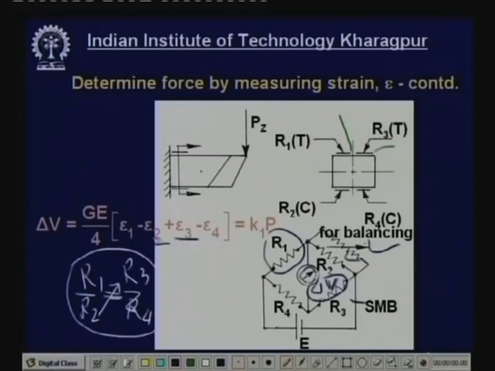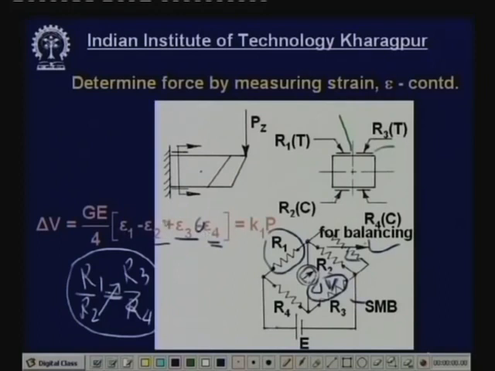Now since epsilon 2 and epsilon 4, the strains will take place in the strain gauges which are in compression, so they will create negative. So this will be minus and this will also be minus, this one and this one. So minus E4 and minus E2, minus minus will be plus. So all of them will be added: epsilon 1 plus epsilon 2 plus epsilon 3 plus epsilon 4. This will be plus because they are compressive, minus minus plus. So delta V will be GE by 4 into 4 epsilon, if all the strains are equal.